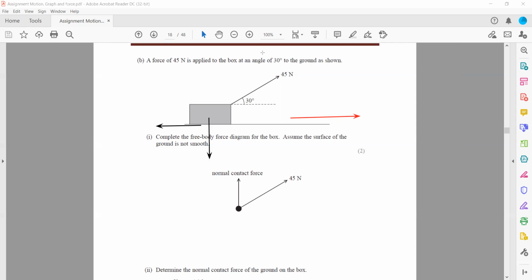So we have to complete a free body force diagram. There will be a frictional force and there will be a weight which is acting down. So that is W and F. Is it clear? This is question 19B1, the free body force diagram for an object which is dragged on the horizontal surface.